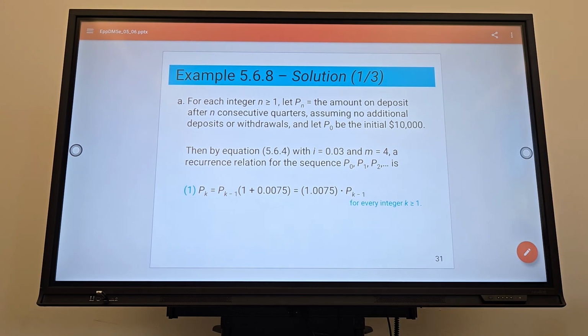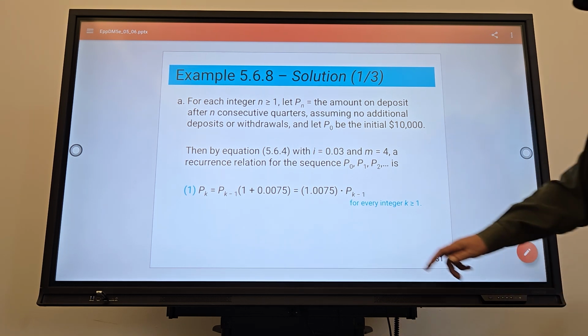For each integer n greater than or equal to 1, let P sub n equal the amount on deposit after n consecutive quarters, assuming no additional deposits or withdrawals. And let P sub 0 be the initial $10,000. Then by equation 564, with I equals 0.03 and m equals 4, a recurrence relation for the sequence is right here.